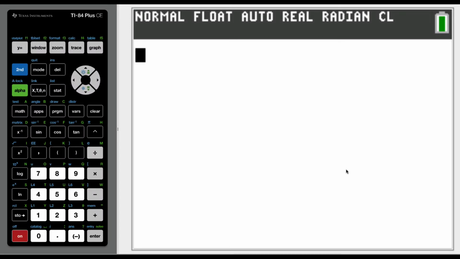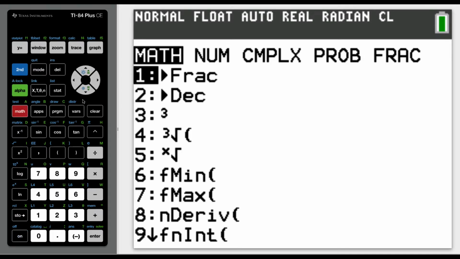Now as I do this first example in my calculator, I've got it set up for the older model first. I'll run through that one, and then I'll switch it over so that it has that newer model look to it, and then we'll run through it again. So to find that command, I'm going to hit math, and then I'm going to arrow down. It's this fnint that we want.